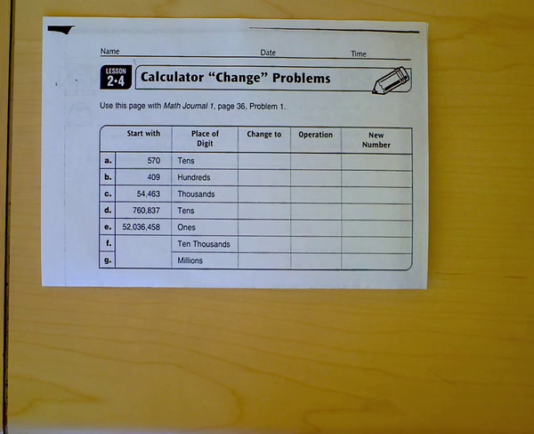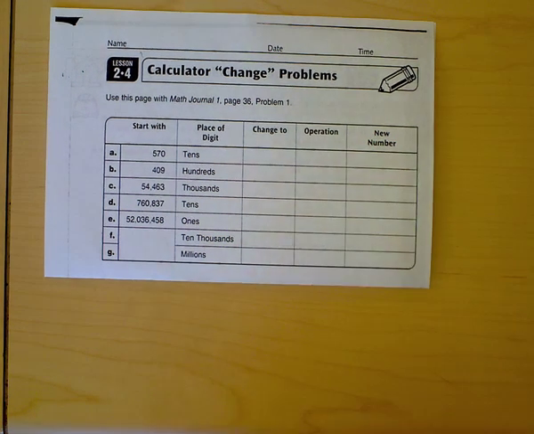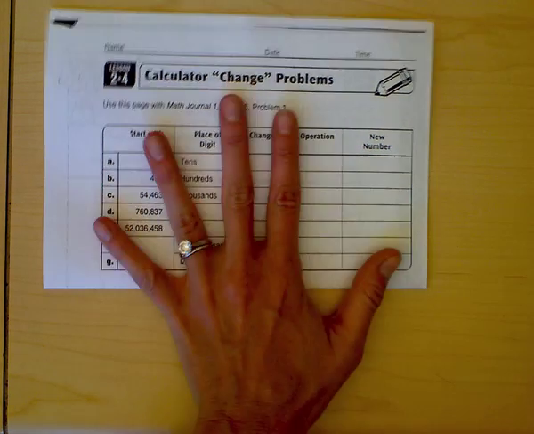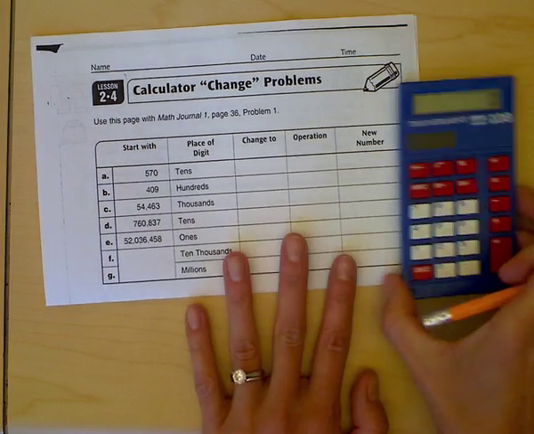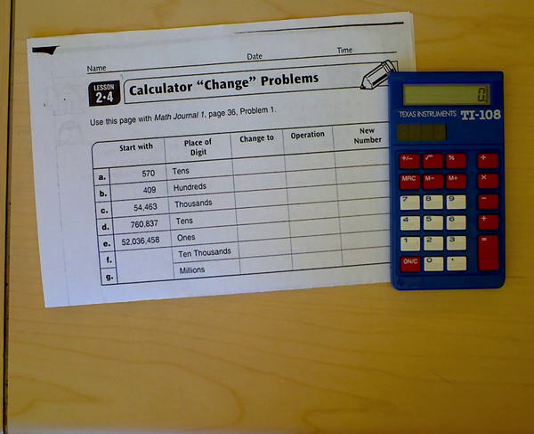Okay. I'm going to use this page. It's a little bit easier to see, but it is the same exact page as page 36 in your math journal. So I'm just going to use this one. You can use this one that you have, or you can use your math journal. You also need your calculator. All right? I'm going to give you some directions. And together we're going to figure out what those directions mean and how our number is going to change.